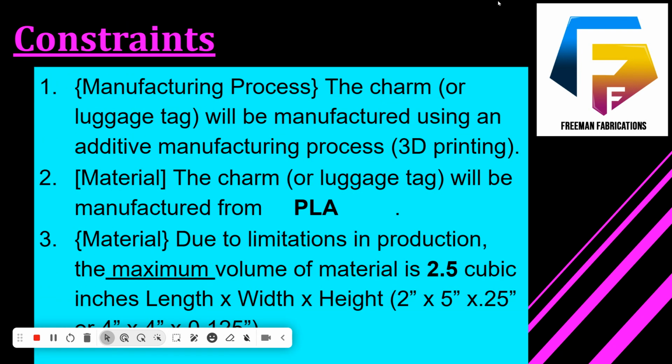Okay, here's constraints. Next step, take a look at the constraints. You're going to use additive manufacturing, 3D printing that we talked about. The charm will be manufactured from PLA, and then it gives you a maximum volume. So you're going to have to calculate the volume for this object for your charm when you print it. And this gives you 2 basic ideas or 2 basic dimensions for your charm size. I'm going to show you a few more constraints.